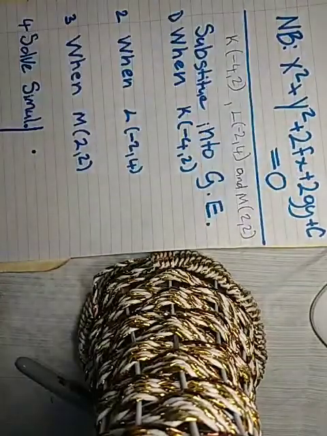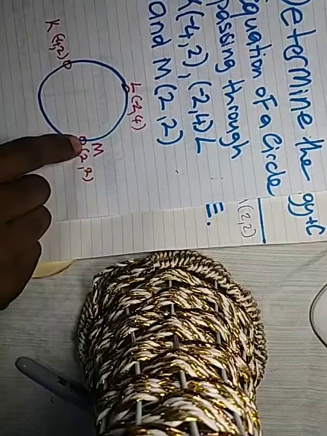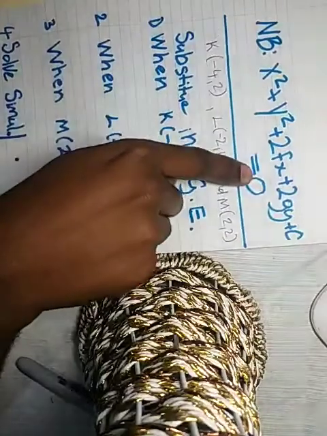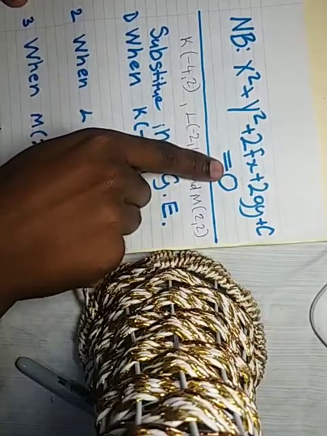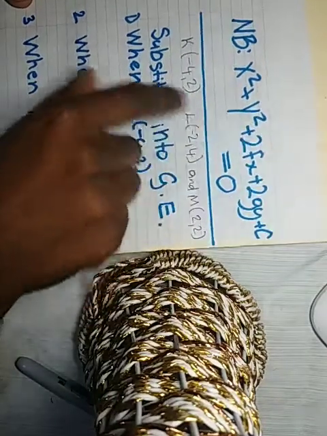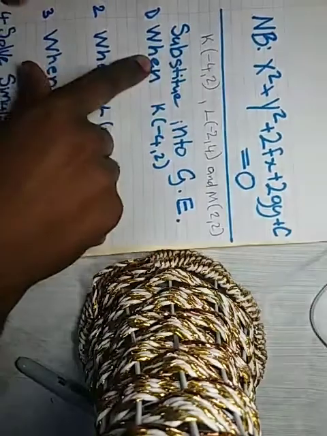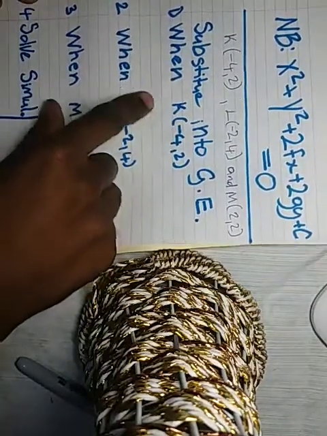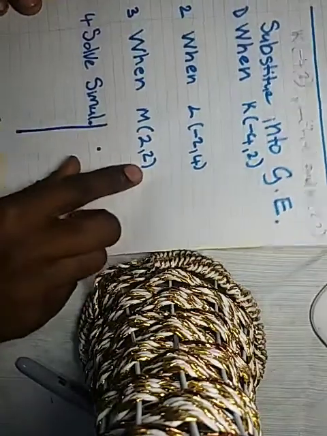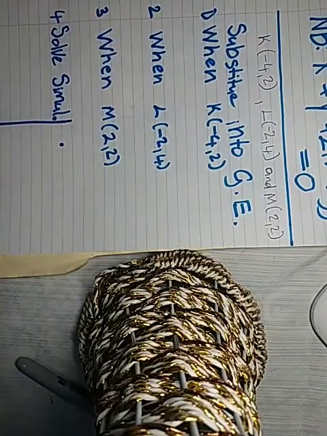We are going to be substituting these values on the circumference into the general equation of a circle. So this here is the general equation of a circle, and we have 3 points. Now we are going to substitute each point into the general equation of the circle, and we're going to get 3 equations. And when we get the 3 equations, we are going to solve them simultaneously. So let's look at how it is done.